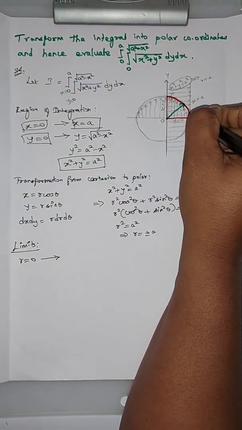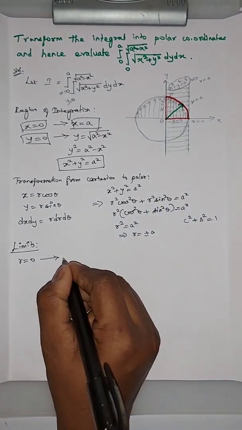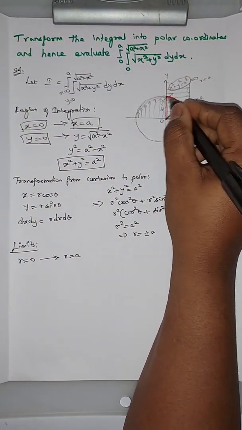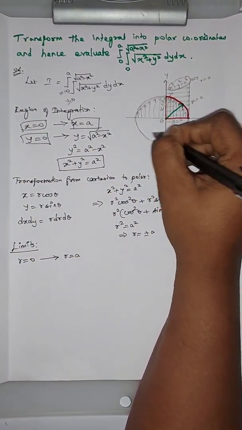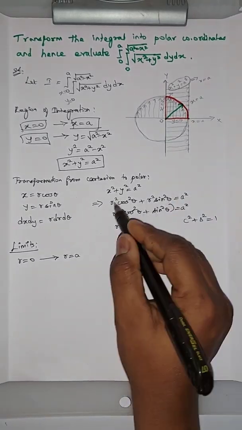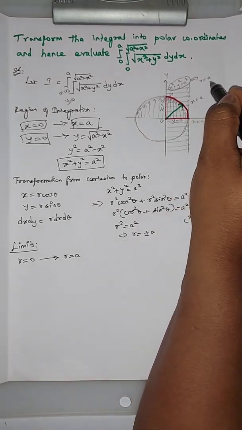The curve in polar form is r equal to a. So r goes from 0 to r equal to a. The equation of this curve, this circle, in polar form is r equal to a. We have converted the equation of the circle into polar form, which is r equal to a.